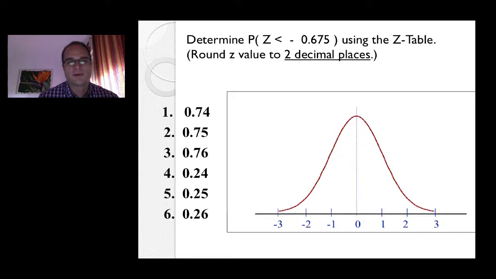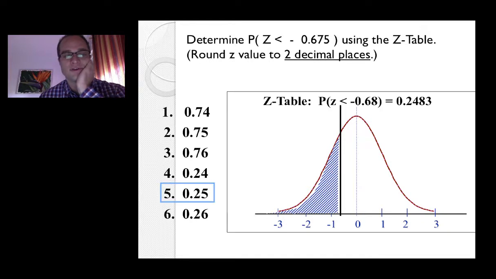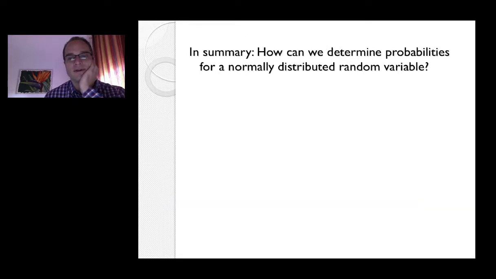All right, we'll determine the probability that z is less than 0.678. We see that there are 3 decimal places here, so we have to do some rounding. Since it's 0.675, we'll do our traditional rounding to round this to 0.68. Then we'll use the z-table to look up negative 0.68. If we do that, you're going to find that the probability of being less than 0.68 is 0.2483.